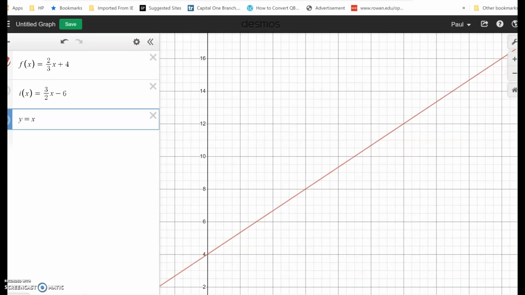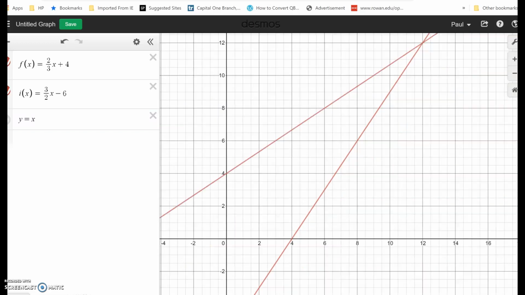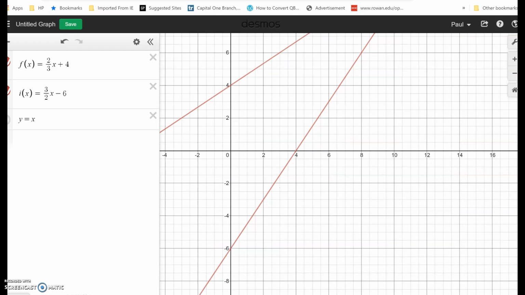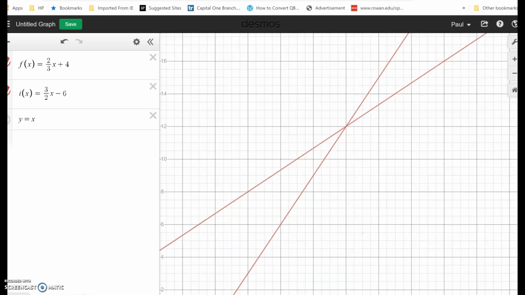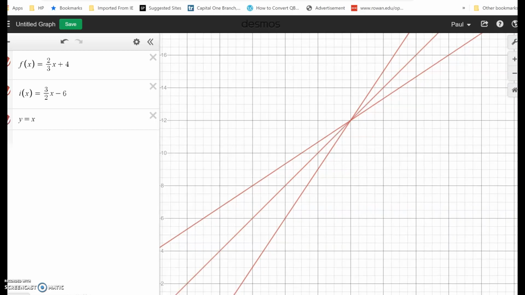So we have our original function. You can see its y-intercept is 4, and it's going up 2 and right 3, up 2 and right 3. We graph our inverse line, and if we go down here, we can see that it has a y-intercept at negative 6, and it's going up 3 and over 2. And we know that there ought to be symmetry about the line y equals x, and notice there is symmetry about the line y equals x. And so, again, we've learned quite a bit about functions and their inverses.